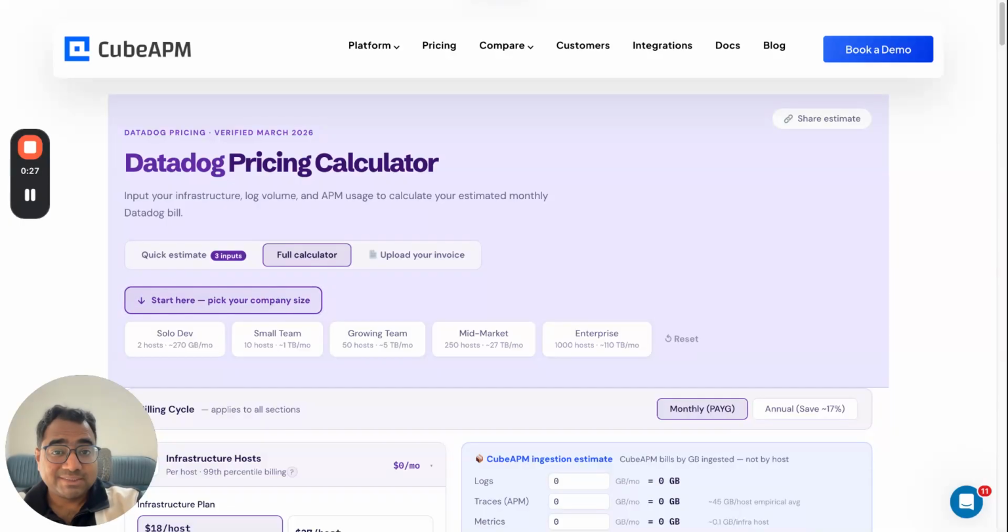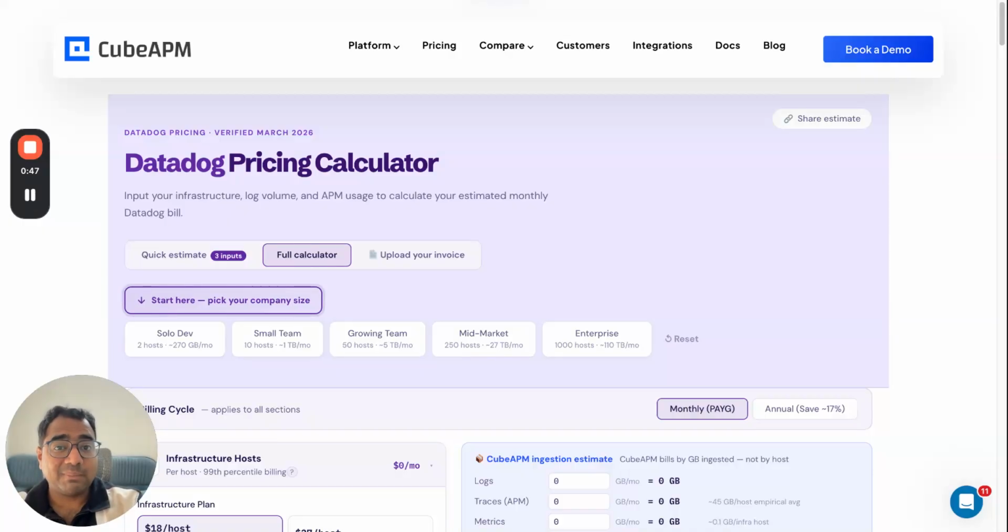That is one. Second, the custom metrics can explode really quickly in Datadog. Imagine you are passing a custom metric as user ID and you have 1 million users, which means you have 1 million custom metrics. And the custom metrics are charged separately over and above the 100 custom metrics per infra host, which is allowed by default.